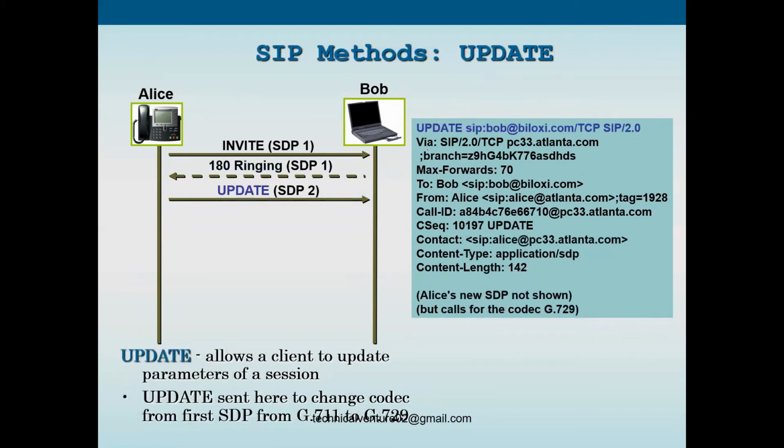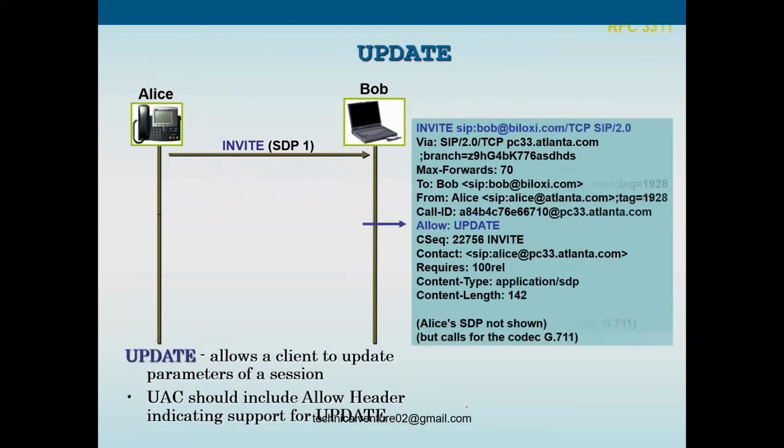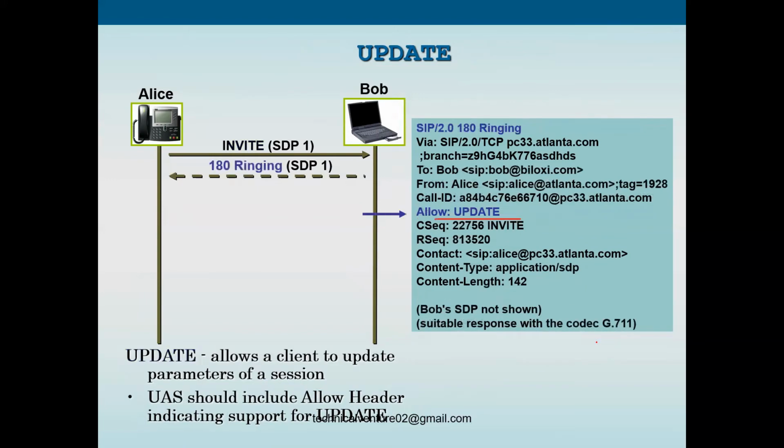After that, if you want to update anything, you can just send an UPDATE from Alice to Bob. So this is an UPDATE message. Now Alice is sending an UPDATE. Which update is Alice sending? The UPDATE is sent here to change the codec from the first SDP, from G711 to G729. In the first INVITE, it is just showing the codec G711.